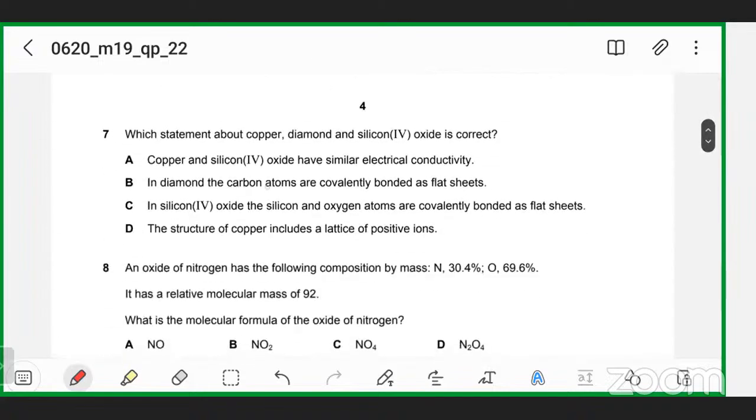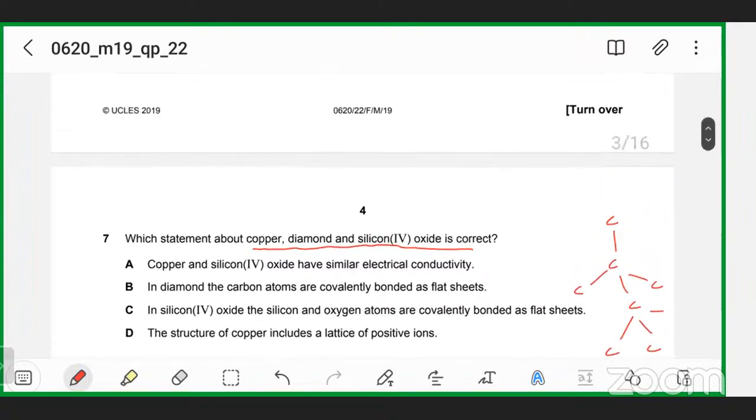Which statement about copper, diamond, and silicon 4 oxide is correct? पहले तो which ones are electrical conductors? Copper is the only electrical conductor. बाकी दोनों तो giant covalent हैं. Like diamond is one carbon bonded to four other carbon atoms. And that carbon atom is then again bonded to four other carbon. So diamond is a giant covalent structure. Silicon 4 oxide is also a giant covalent structure.